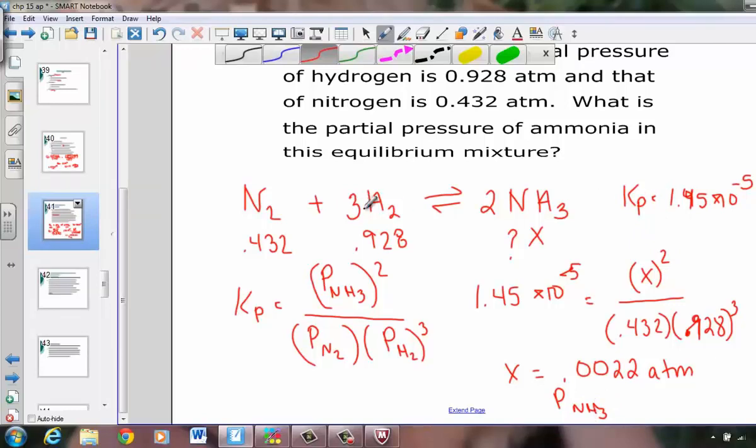Given a Kp and 2 of the 3 ingredients, we were able to set up an expression where the partial pressure for ammonia was our targeted variable. Kp times nitrogen's pressure times hydrogen's pressure cubed equaled x squared, so I square root that value and found my partial pressure of ammonia at equilibrium.